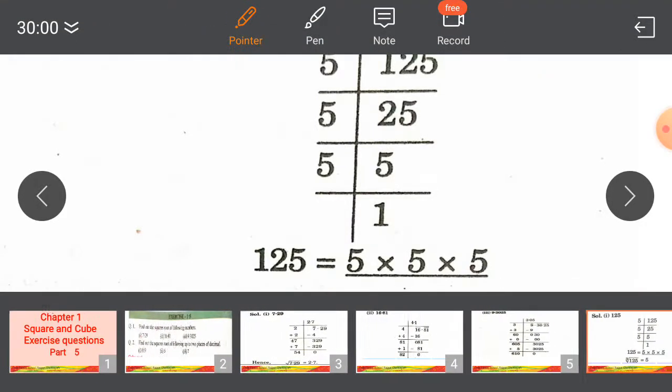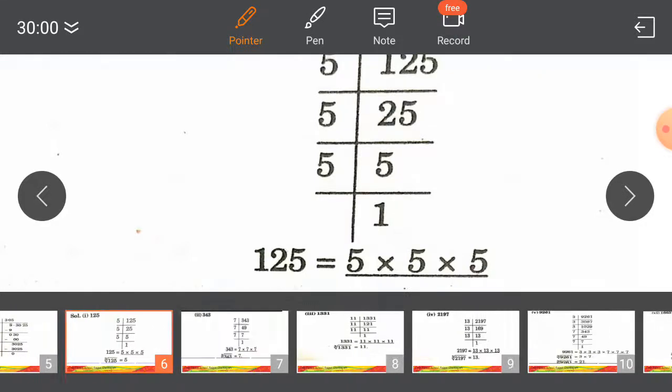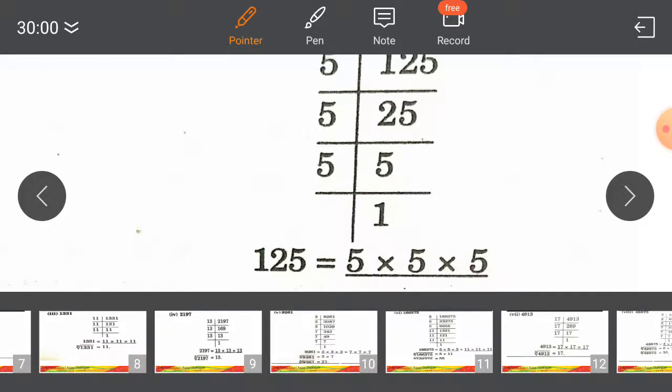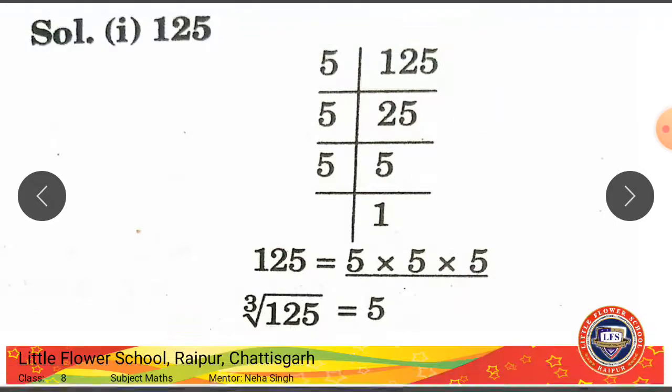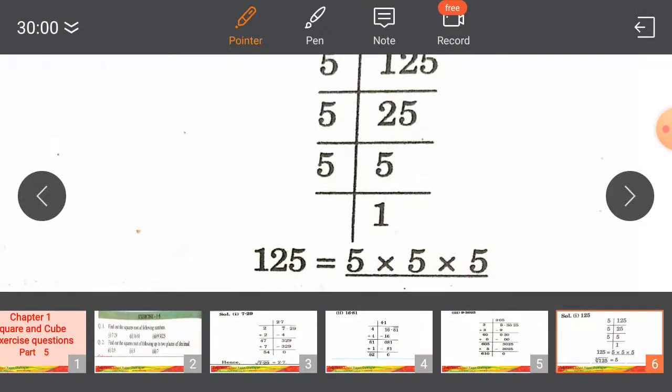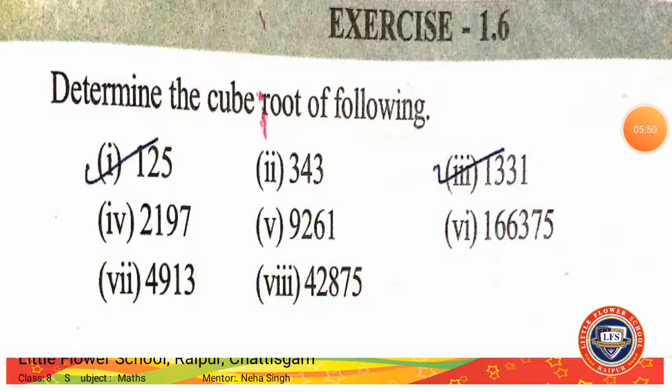Now here we are coming on to the next exercise, exercise 1.6. Here the question is determine the cube root of the following. Exercise 1.6, we have to now determine the cube root.